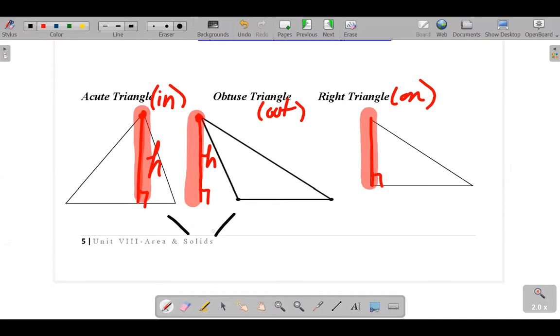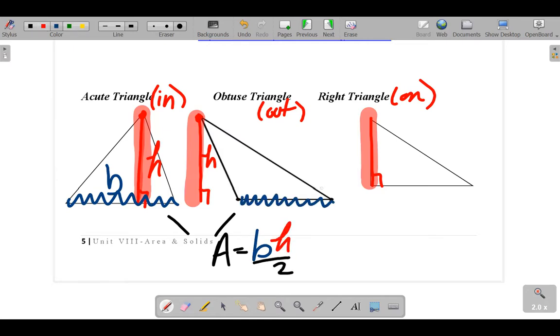So in both of these, put a little caret. Area equals, I'm going to squiggle the base so it's easy to see. Base times height over 2. That's the equation we use for both of these guys. See squiggle? Warning, in an obtuse triangle, the base is that squiggle right there. In a right triangle, there's your height, which would mean there's your base. But I do not want you using that equation. There's a different equation I want you to use, and I'll tell you why.